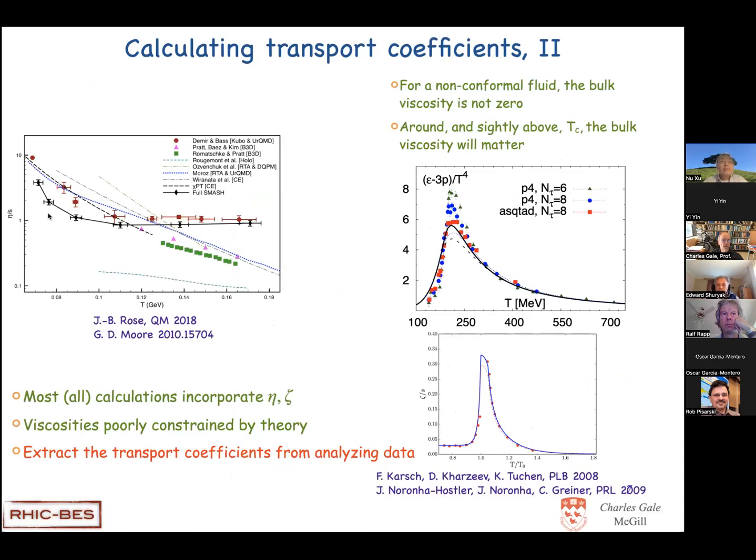On the low side of the temperature spectrum are these calculations. Those calculations attempt to calculate eta over S, for example, on the low side. Okay, so that's the second part of your question.